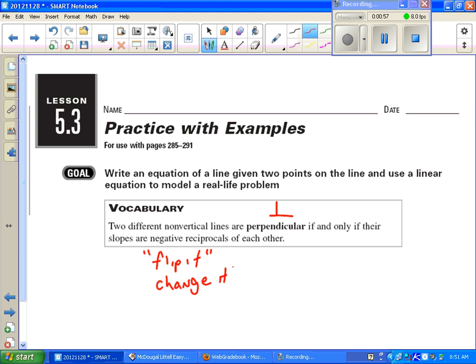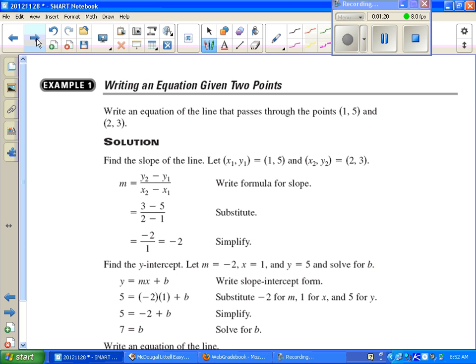What I mean by flip it, when you're looking at an example like negative 1/2, flip it means to make the denominator the numerator and the numerator the denominator, so 1 becomes the denominator and 2 becomes the numerator. And to change it means its sign changes from whatever it happens to be. In this case, it was negative to start. It becomes positive at the end. So the slope flips and it changes when you're talking about perpendicular lines.